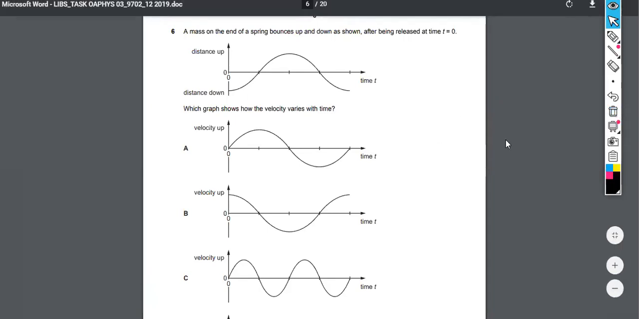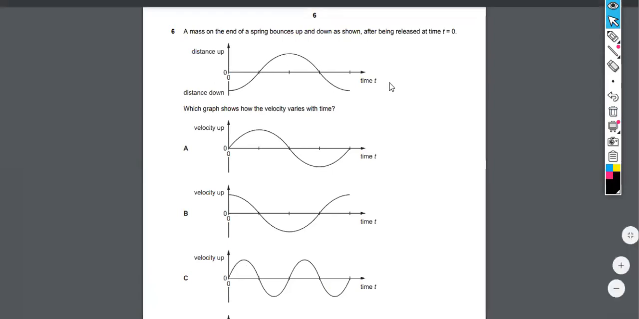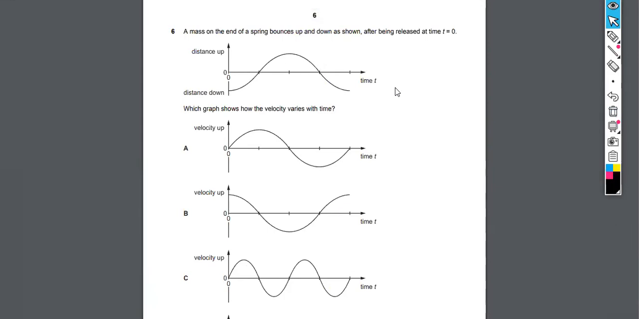What about a mass on the end of a spring that bounces up and down as shown after being released at time t equals 0? So they're giving us a distance versus time plot. This thing is down and then it goes up through equilibrium and then it goes up and then it goes down and so on. A spring bouncing up and down. We've seen that before. Spring mass system, right?